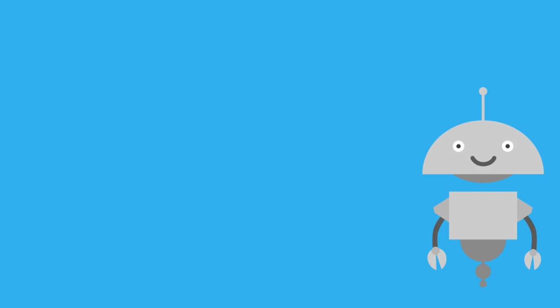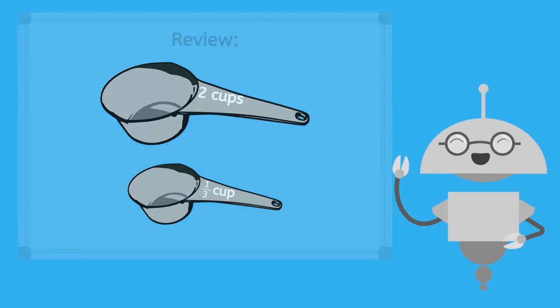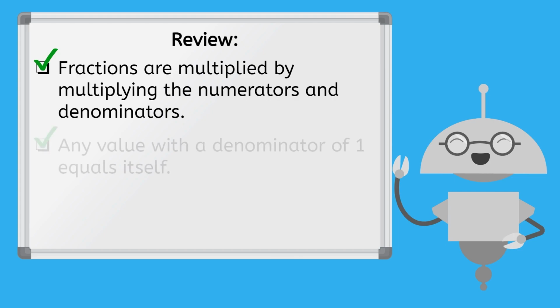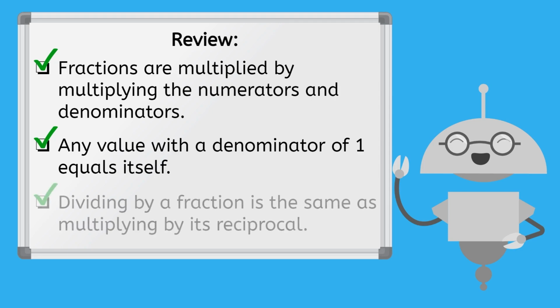Thanks to your hard work today, I learned that I need to buy more measuring cups. And you learned that fractions are multiplied by multiplying the numerators and denominators. And any value with a denominator of 1 equals itself. And dividing by a fraction is the same as multiplying by its reciprocal.